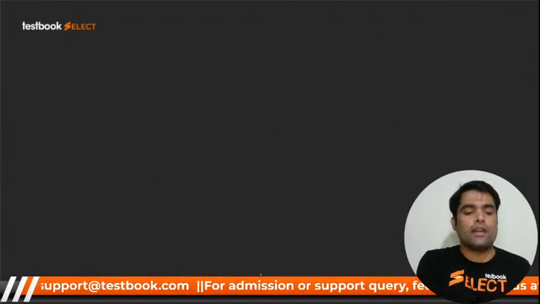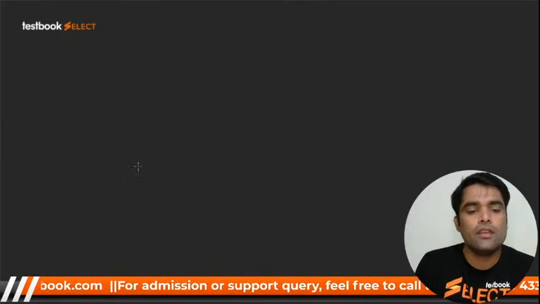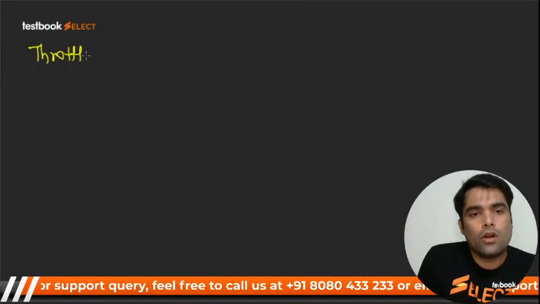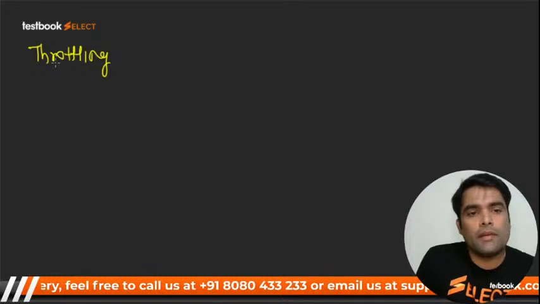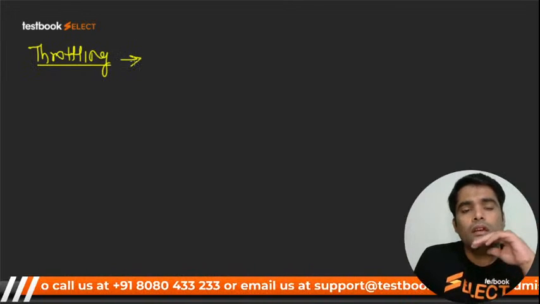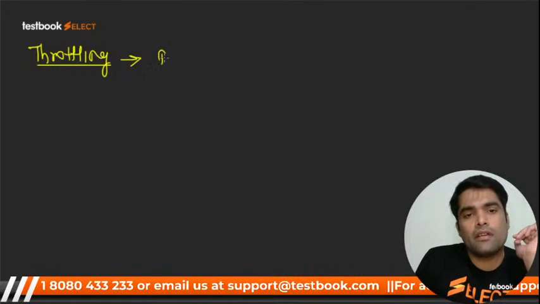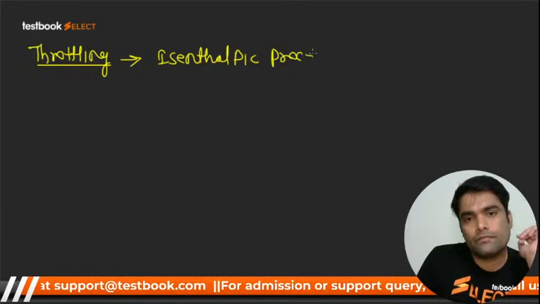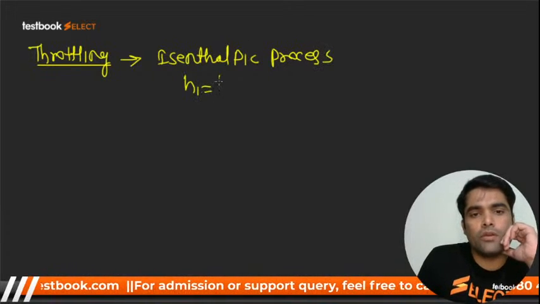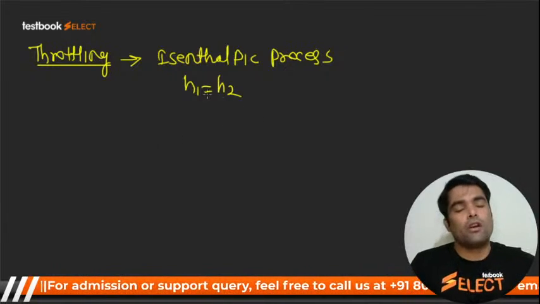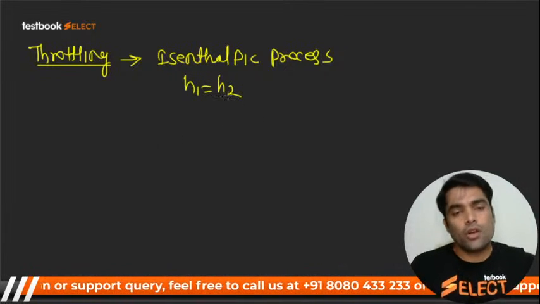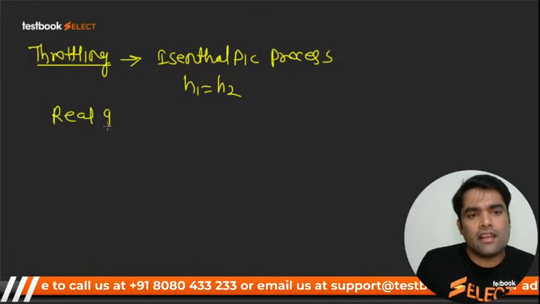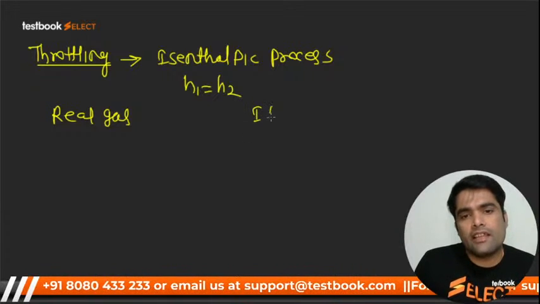Now let's see the next point, and that is throttling. We have also gone for throttling. In throttling, I'll tell you, see. Throttling is an isenthalpic process. In that, H1 is equal to H2. Remember one thing, pressure always decreases; there is a pressure drop in it. And in that there are three cases: in real gas there are two cases, and in ideal gas there is one case.